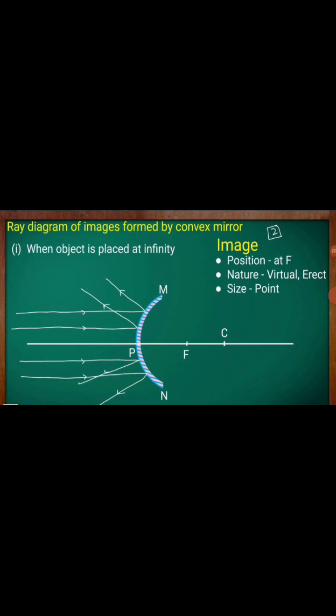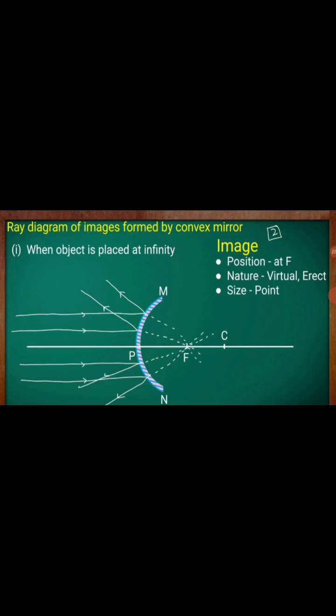Therefore, all the light rays get diverged. When you extend them towards the opposite side, you get that all these light rays are diverged from a point. That point is the image formation. So the image is formed at F, the principal focus, and the nature of the image is virtual and erect. And what about the size of the image? It is point sized. This is the condition for the convex mirror.